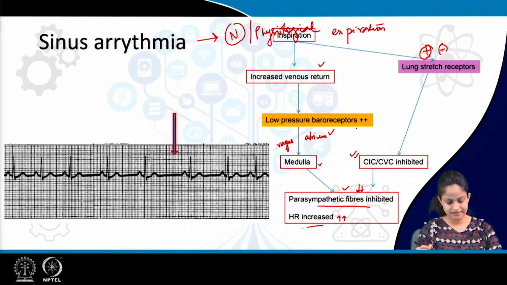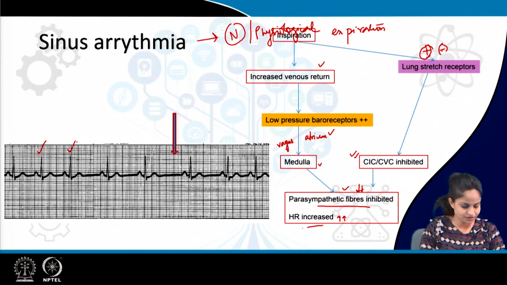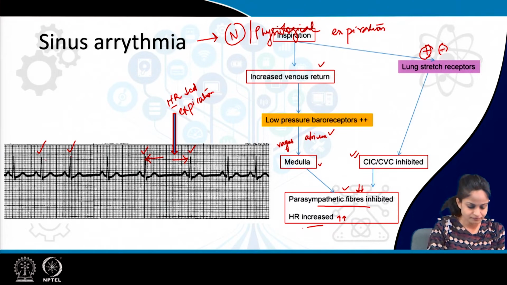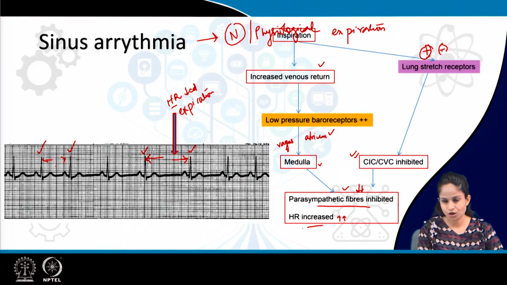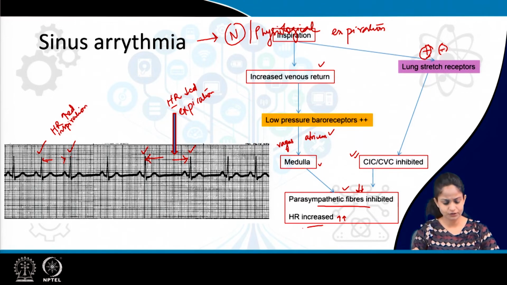So, that is what we see in this ECG. If you just consider these two RR intervals, we can see here this RR interval is prolonged. That means the heart rate here is decreased, that means this is an expiratory phase, here expiration is going on. Here we can see the RR interval is shortened, that means here the heart rate is increased, that means inspiration is going on. So, this is a normal physiological phenomenon which we see in the ECG, that means on inspiration the heart rate increases, on expiration the heart rate is decreased.